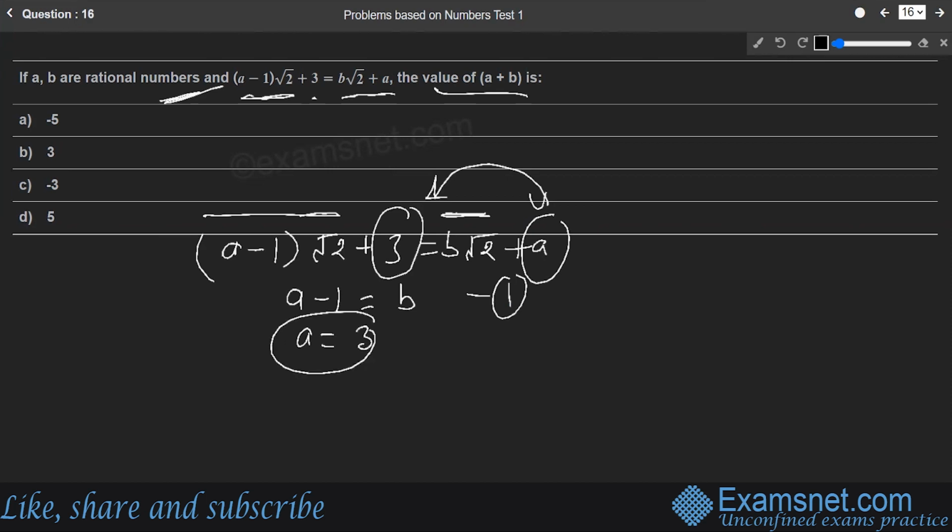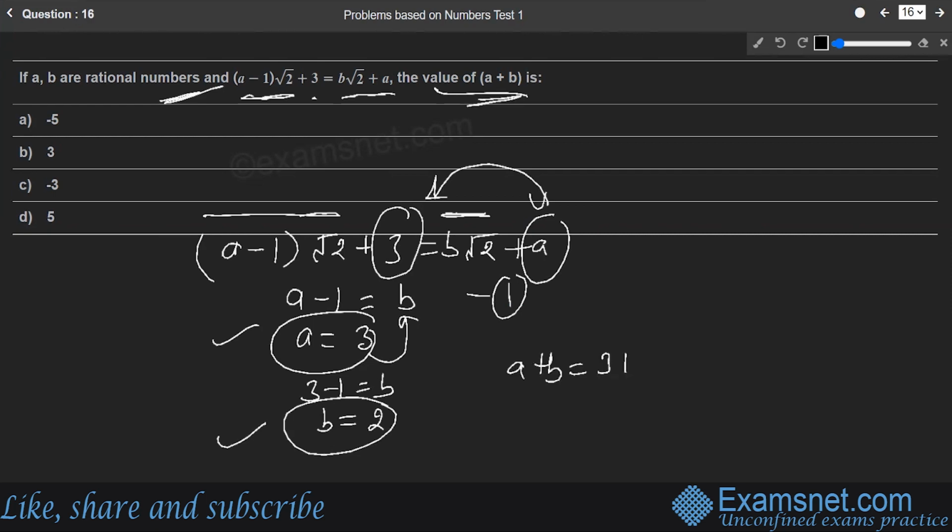So if a value is 3, we can put this back into equation number 1. 3 minus 1 equal to b, so the b value comes out to be 2. So we now know the values of a and b together. He had asked for the value of a plus b, so clearly for a plus b we can add 3 plus 2, that is making it 5. So that should be the right answer. Option number D is the right answer.